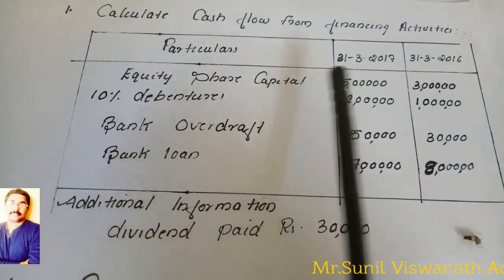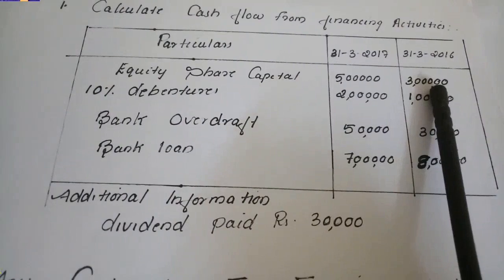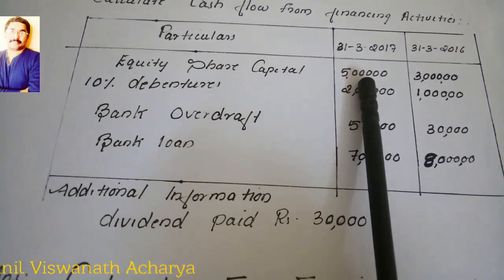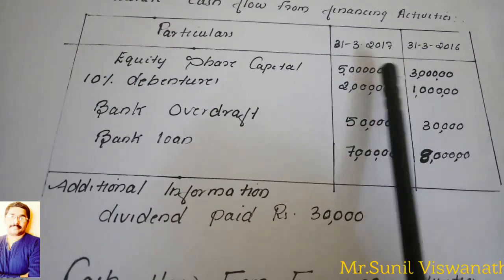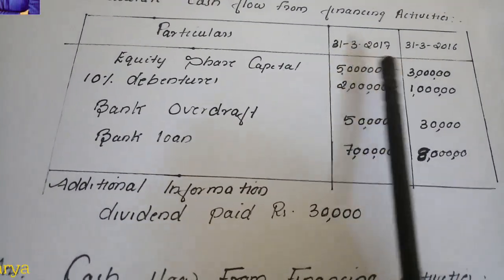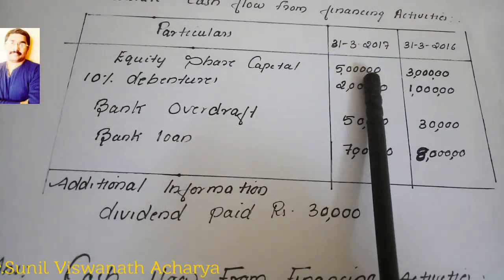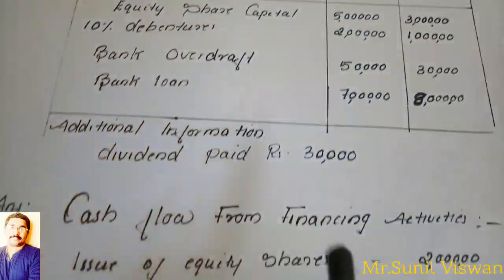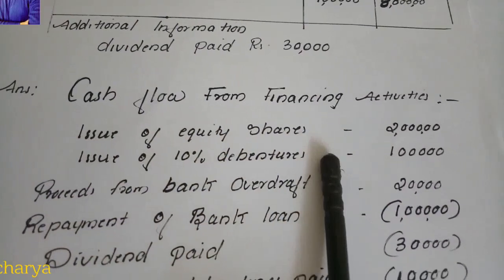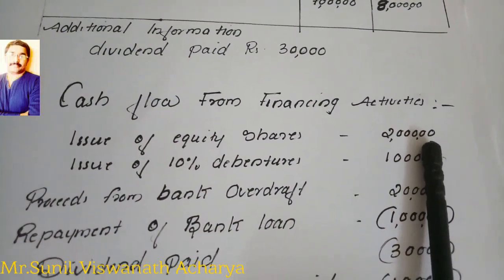You see equity share capital, first year 2016 it was 3 lakhs. Second year it became 5 lakh. That means we issued new shares. How much rupees of shares did we issue this year? 2 lakhs. 5 lakh minus 3 lakh, we understand 2 lakh rupees of shares we issued. When you issue shares, we are getting money. So issue of equity shares 2 lakh inflow.